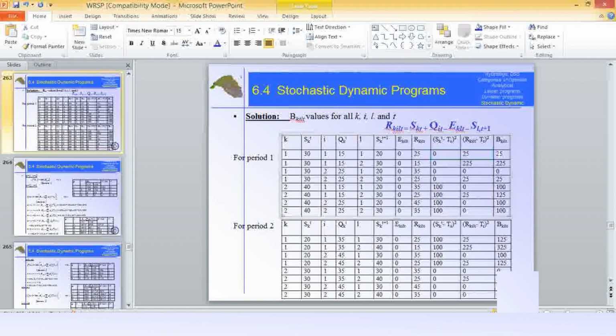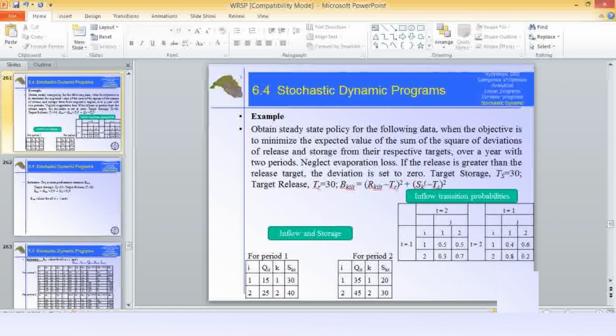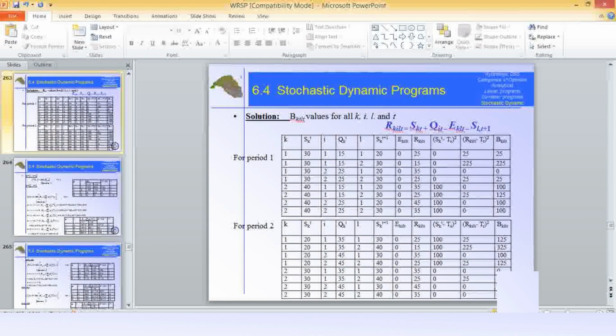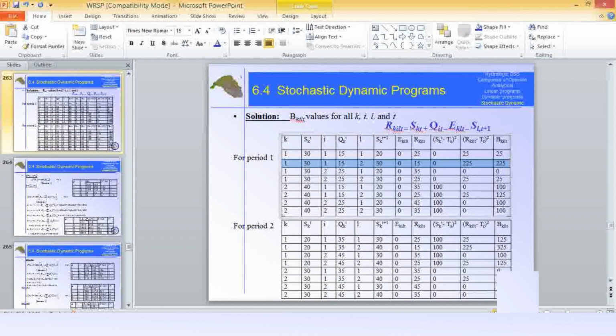Similarly, let's go for this case. When K is 1, for period 1, storage state 1 means 30, similar to the above. And the inflow state of 1 means 15. But the storage state in the next period of 2 means 30. So using those values for the next row, 30 plus 15 is 45, 45 minus 30 is 15. So R killed is 15 here. So SKT minus TS, SKT is 30, target storage is 30, 30 minus 30 is 0. 0 square is 0. This one is 15. Then 15 minus 30 is negative 15. Negative 15 square is 225. Then we add the two. That should give us 225.